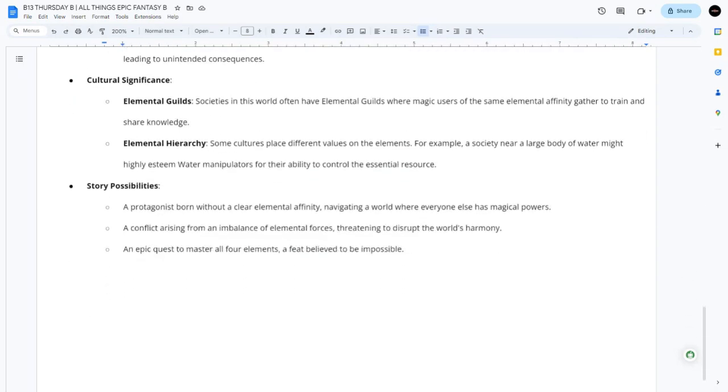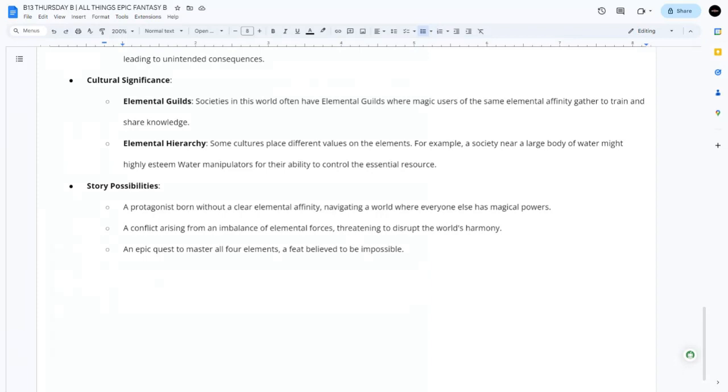Well, what are the cultural significances? Well, let's read. Elemental guilds. Societies in this world often have elemental guilds, where magic users of the same elemental affinity gather to train and share knowledge. Elemental hierarchy. Some cultures place different values on the elements. For example, a society near a large body of water might highly esteem water manipulators for their ability to control the essential resources.